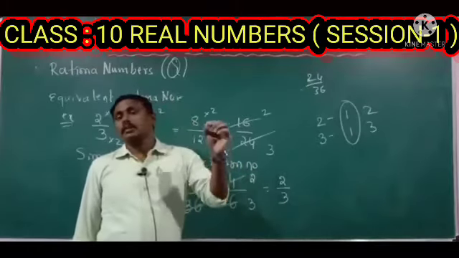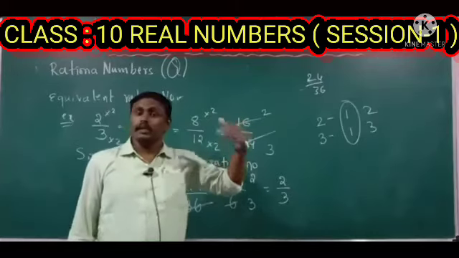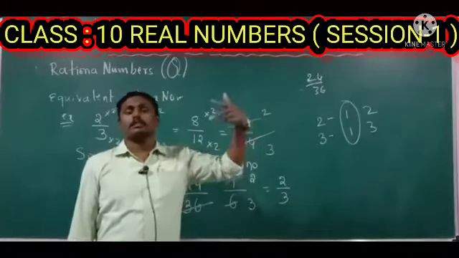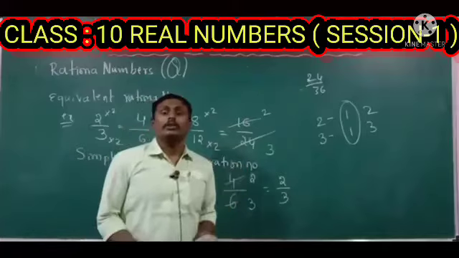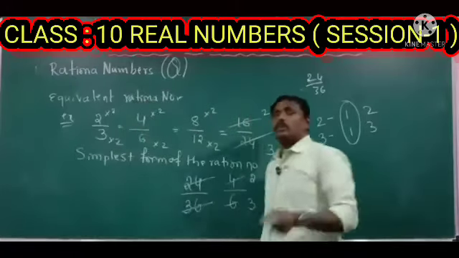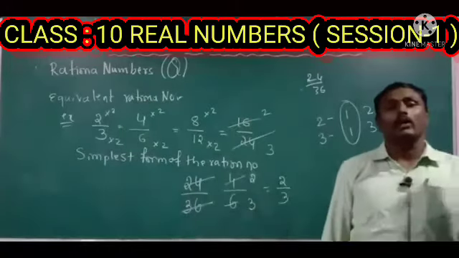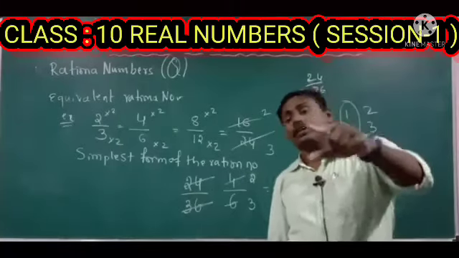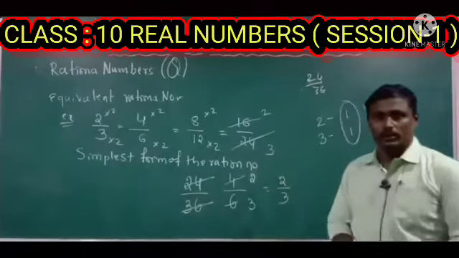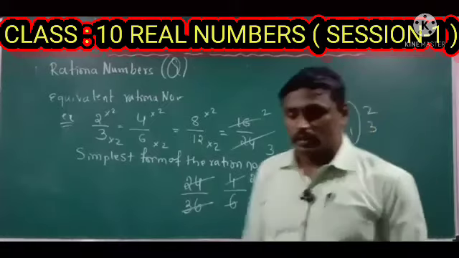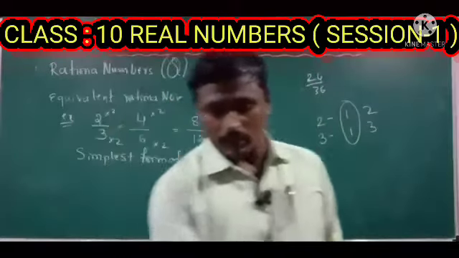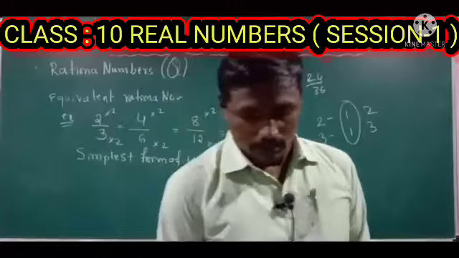The rational number is in the form of p by q, no? P and q are two co-prime numbers. All co-prime numbers have only one common factor, that is 1 only, right? So this is one more property of the rational numbers.